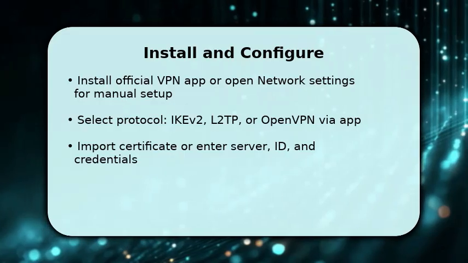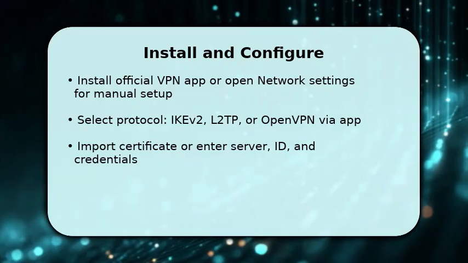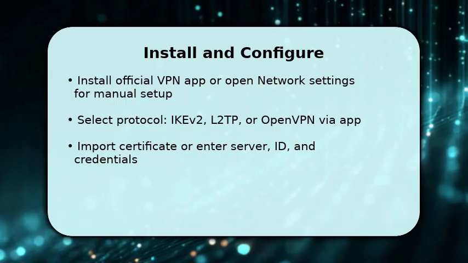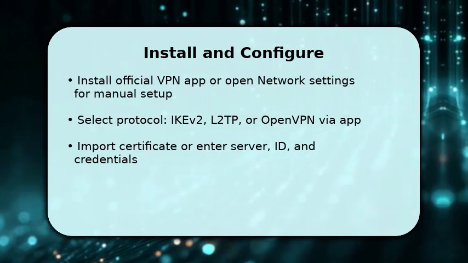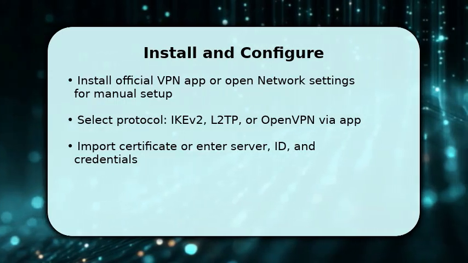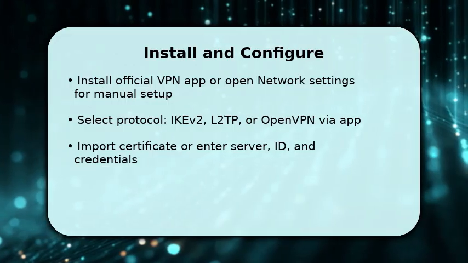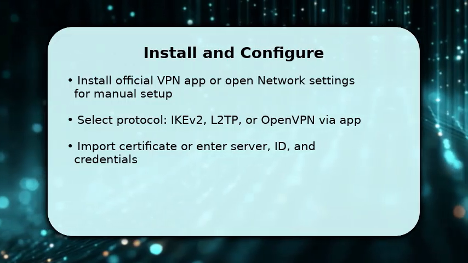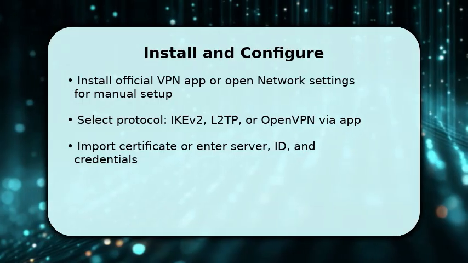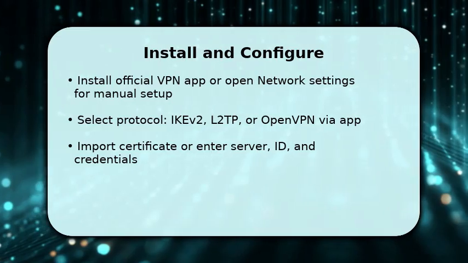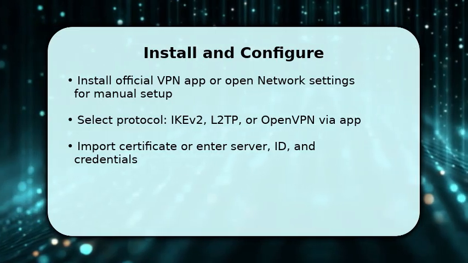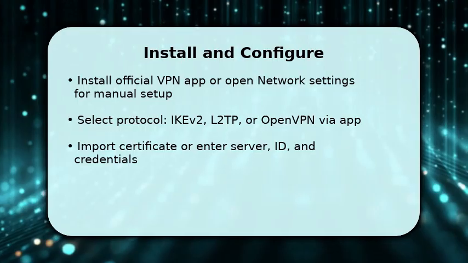Install the provider app and grant network permissions when prompted. The app usually configures everything automatically, which reduces errors. If you choose manual setup, open System Preferences, then Network, add a VPN interface, pick the protocol, and paste server details with the remote ID. Once the connection entry exists, apply settings and import any certificate to Keychain, then save and test authentication.